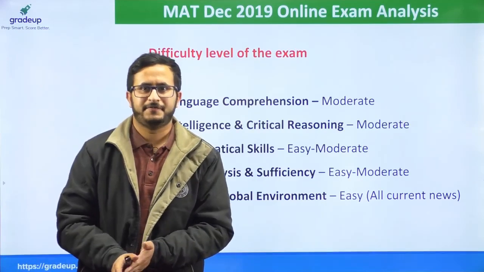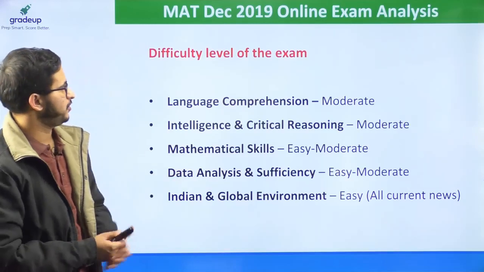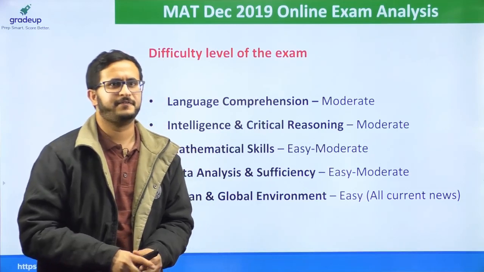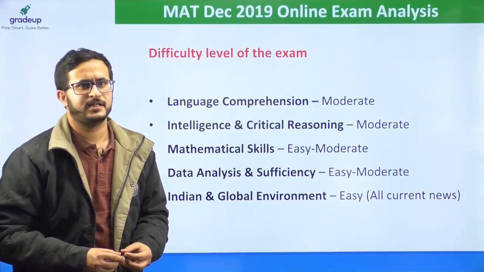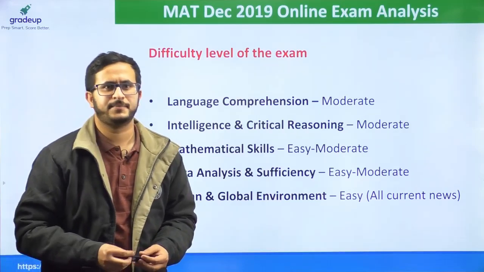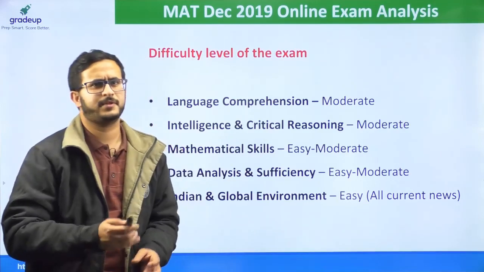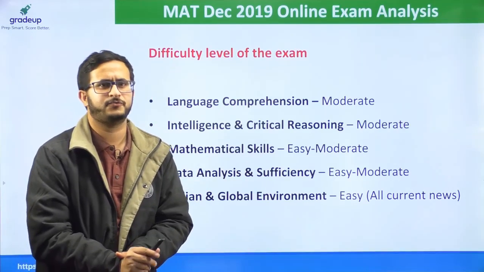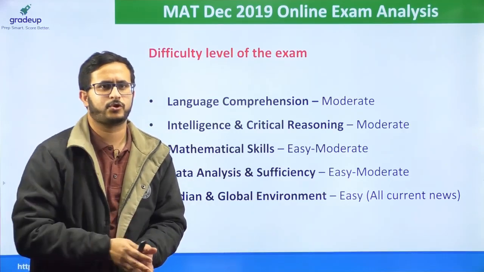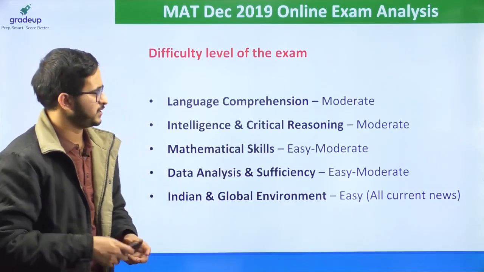Talking about the difficulty level of the paper, section wise, the language comprehension section was moderate. There were 5 reading comprehension passages. There were questions on parajumbles, sentence correction, etc., and it required a good amount of time to solve those questions. The length of the passages was around 300 to 400 words per passage, and considering the scrolling part, it took time to attempt those questions.